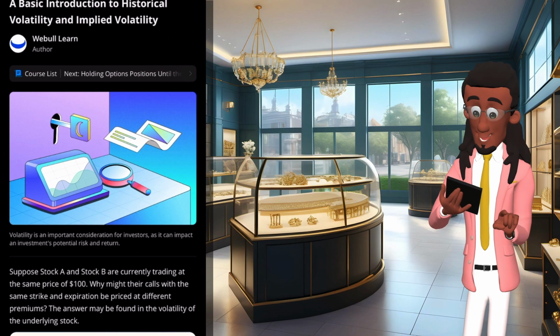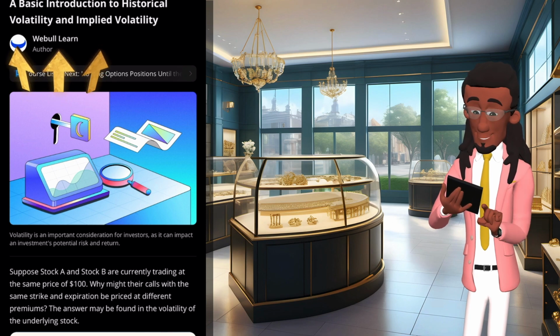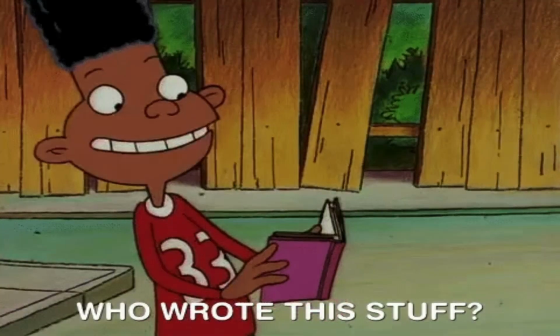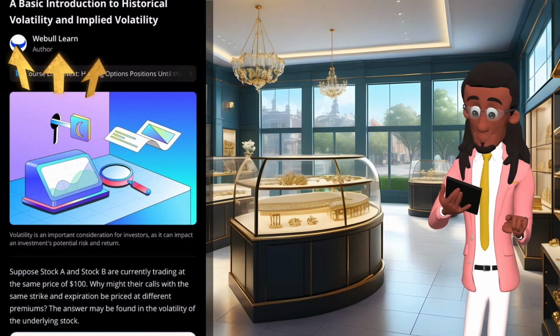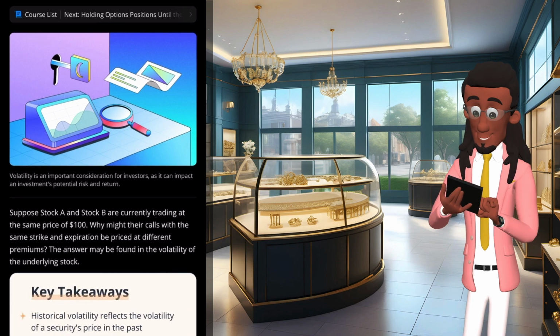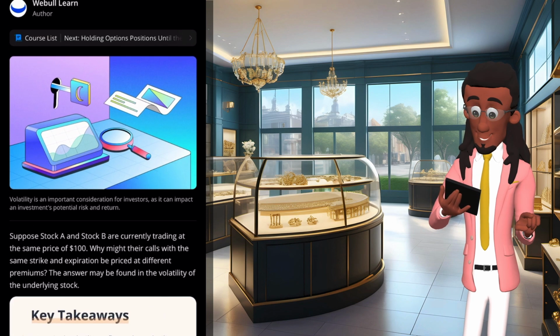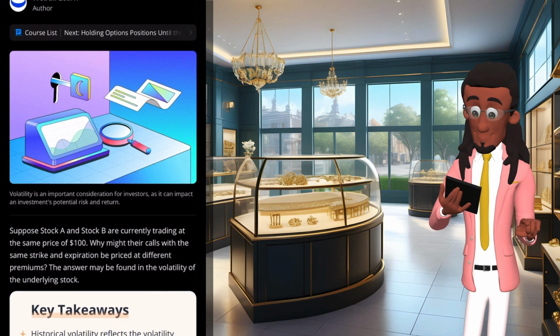Let's get right into the education: a basic introduction to historical volatility and implied volatility by Webull Learn. All right, I need to know the name because some of these writers are really good, and then some of them are really generic, and I think Webull is taking credit for all of them. That's how you do talent acquisition, so they got it going on in that department. But some of this stuff is real poetry. So let's see who we got here.